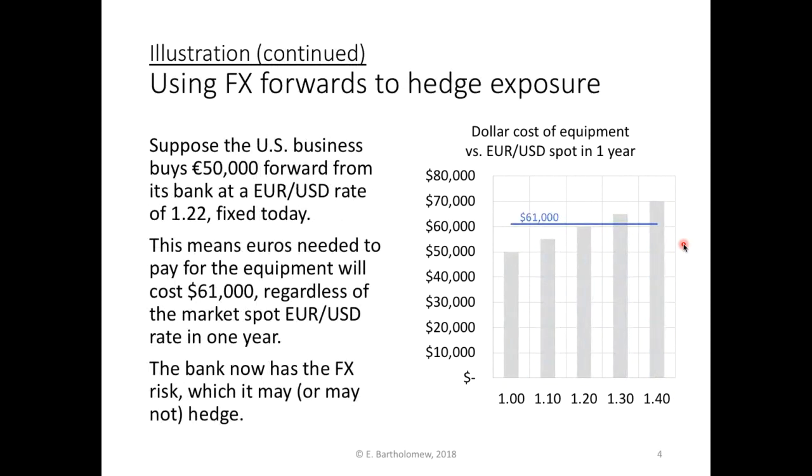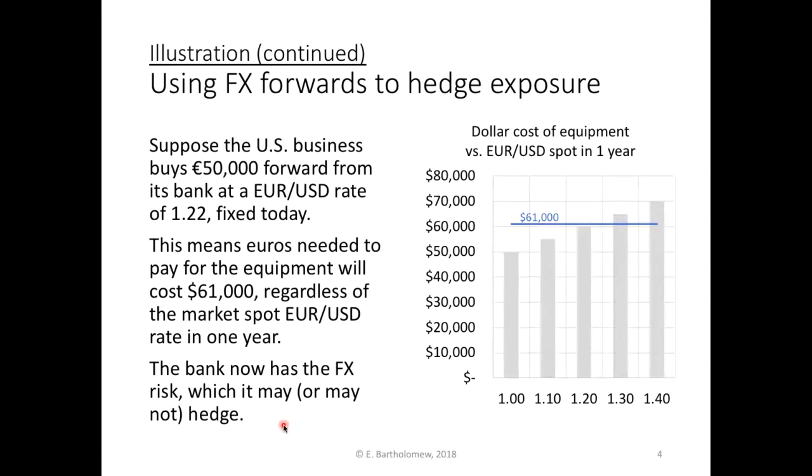So they may want to hedge that exposure. They go to their bank and let's say they buy 50,000 euros forward from the bank, and the bank gives them a Euro-USD rate of 1.22. So that's the rate that the business will pay in a year, but it's fixed today, so they don't have any exposure. That means the euros needed to pay for this equipment will cost $61,000, because they'll be able to buy the euros they need in 1 year from the bank at 1.22, regardless of what the actual exchange rate is. So regardless of what this rate is in 1 year, the cost to the company will be $61,000.